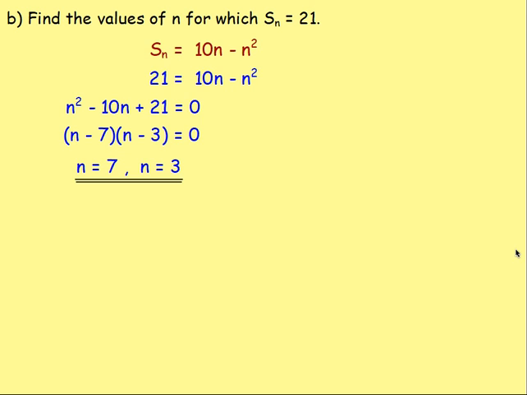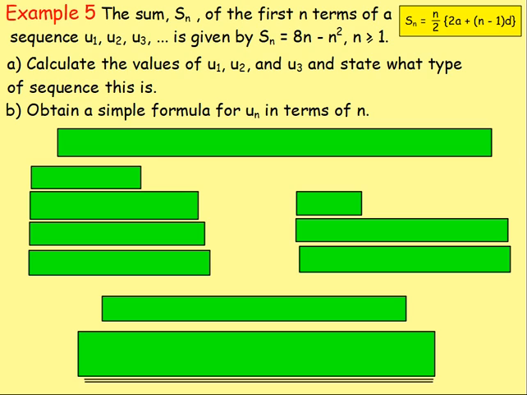So the question said find the values of n for which Sn equals 21. Well, the sum of the first 3 terms will be 21, and the sum of the first 7 terms will also be 21. Because if you think about those terms, you were going into the negatives. You had 9, then 7, then 5, then 3, then 1, then you'd have -1, and then -3, and so on. So that is why you would have 2 answers.